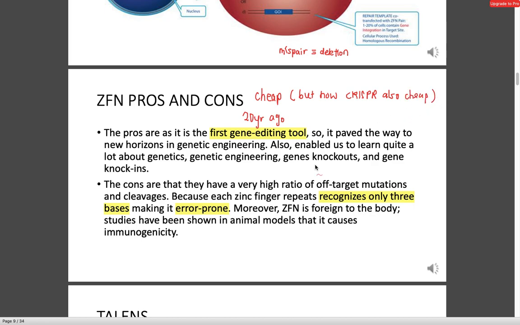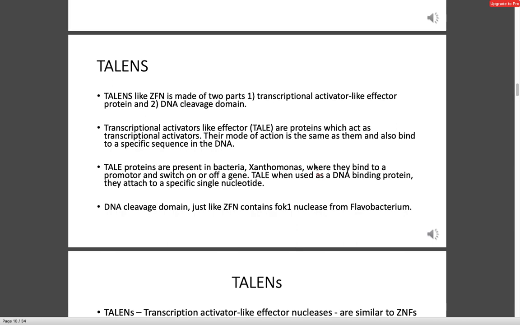It's made of two parts. Satu kita panggil dia transcriptional activator like effector. That's why I call the name TALE. Transcriptional activator like effector protein. And then DNA cleavage domain. So nama dia TALE tu datang daripada this one lah.